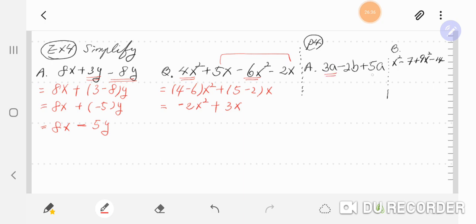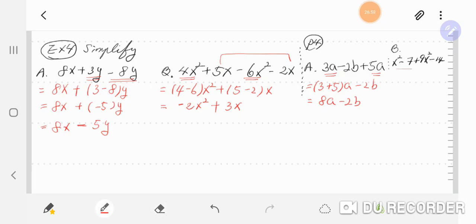Same thing. 3a and 5a are like terms. So put 3 and 5 together. Add these two. And negative 2b is not a like term, so leave it. Then 3 plus 5 is 8a minus 2b. These two are different terms, so leave it.